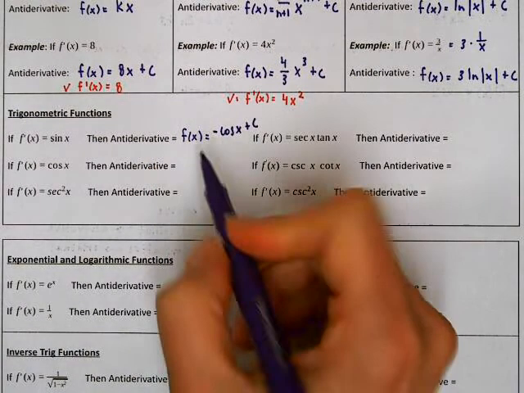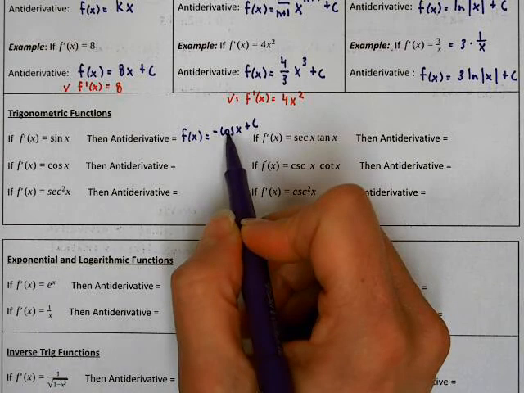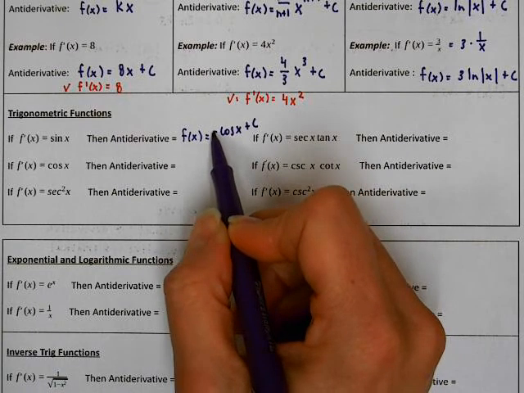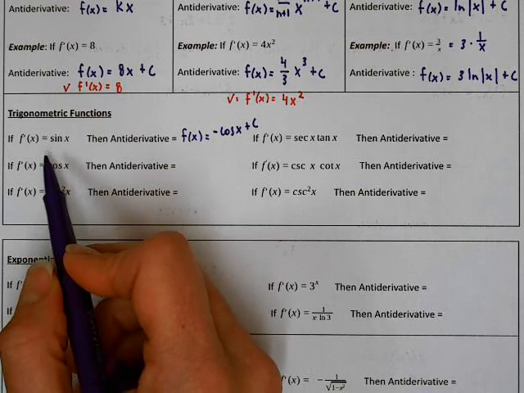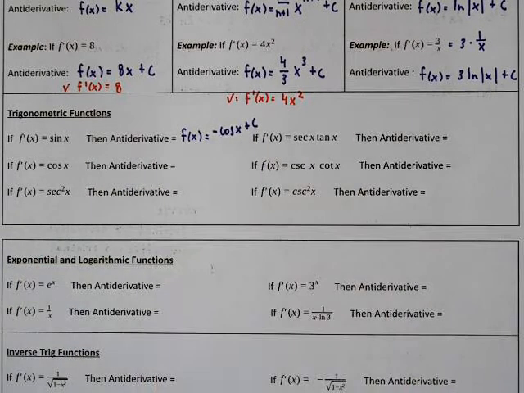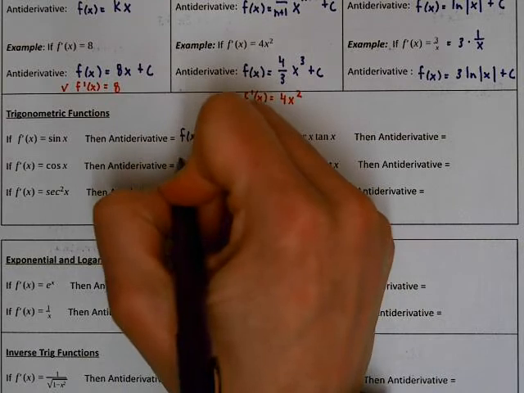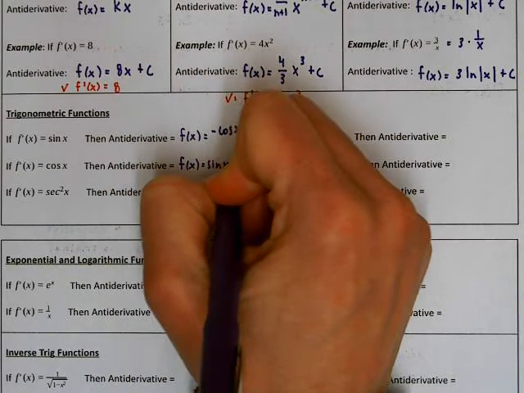And that's because if I take the derivative of negative cosine, well, the derivative of cosine is negative sine, so that negative times the negative will get me back to a positive sine. So the antiderivative of sine x is negative cosine of x plus c. Derivative of cosine of x is just sine of x plus c.